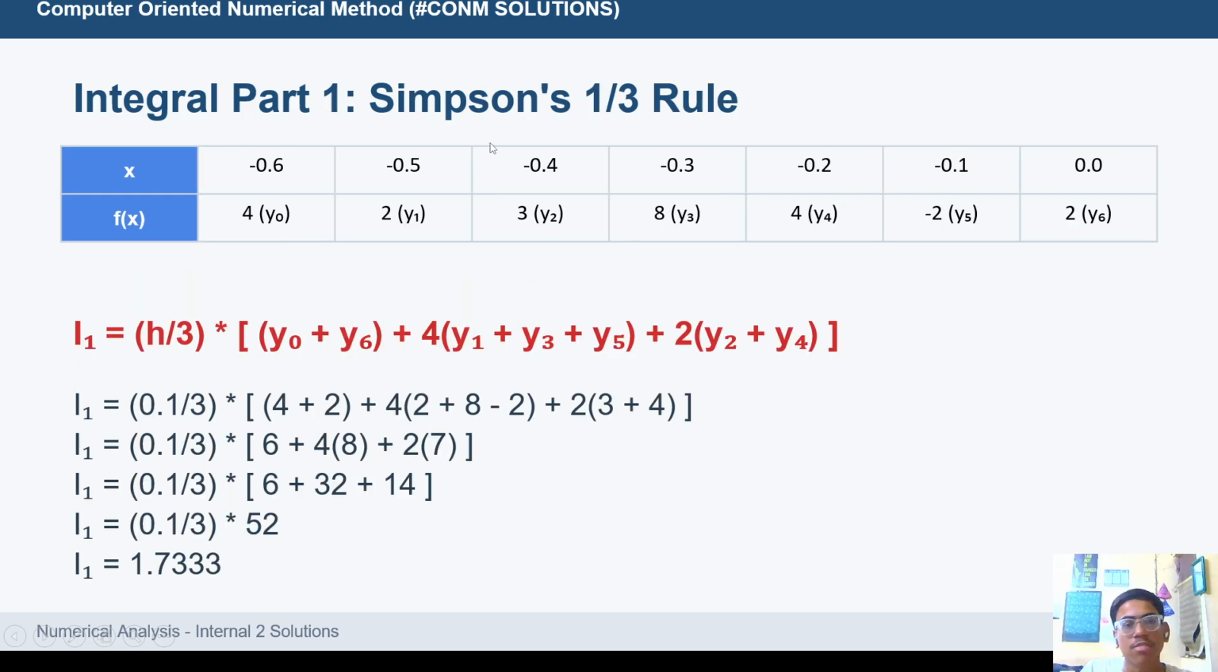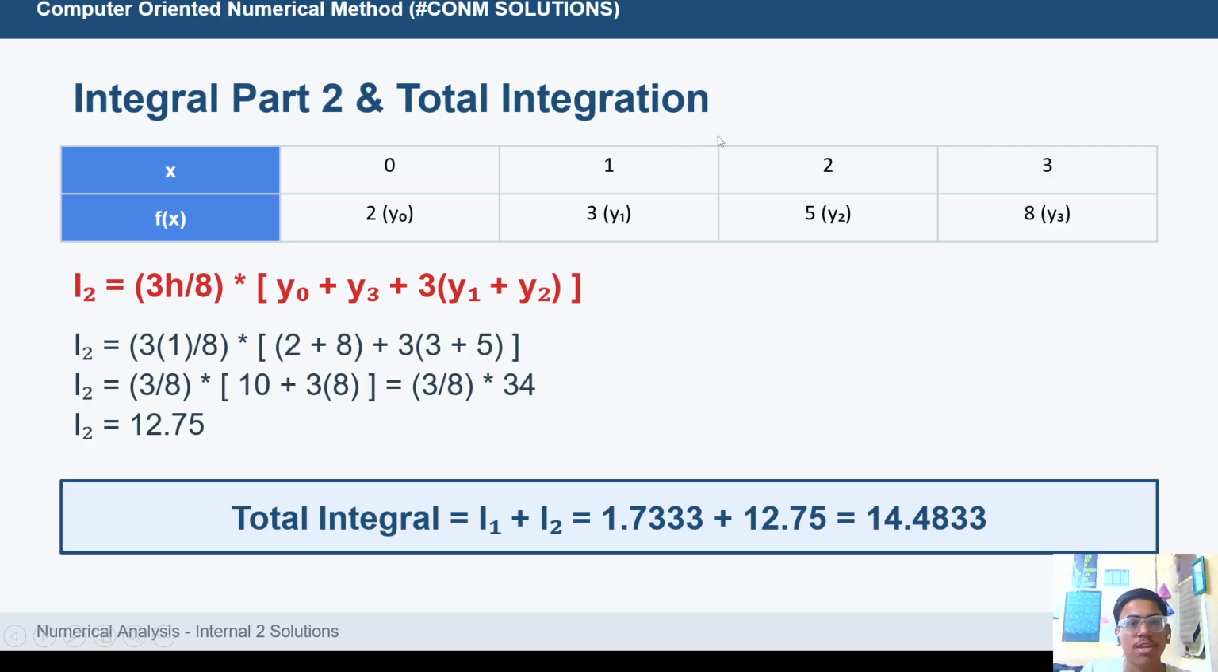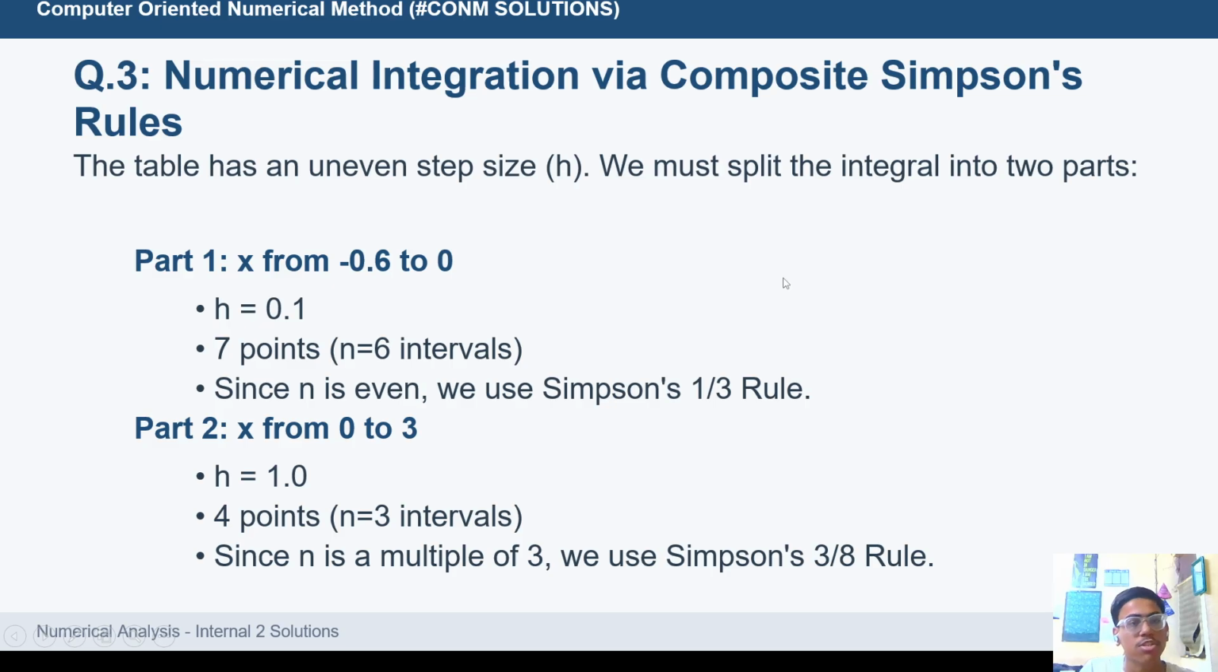So we integrated the first part using Simpson's 1 by 3 rule, and we integrated the second part using Simpson's 3 by 8 rule. Then we add both the integrals, and the total answer will come around 14.4833. So this is the final answer of question number 3, where we found the integration using the composite Simpson's rule, using Simpson's 1 by 3 for the first part and Simpson's 3 by 8 for the second part.